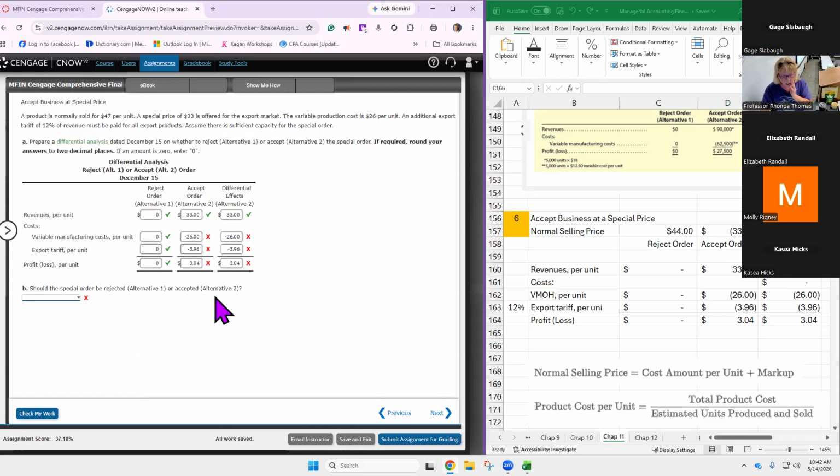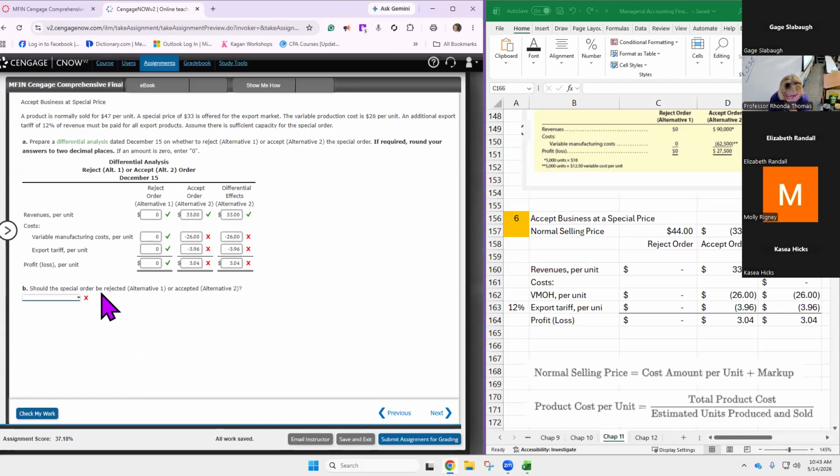$3.04. So the good news is that since they had capacity, they could make a little extra, and depending on who the special order's for, maybe it's a charity, it could also provide some public service image if this is for charity or something. And so they say that, and they didn't say, do we accept, oh, yes.